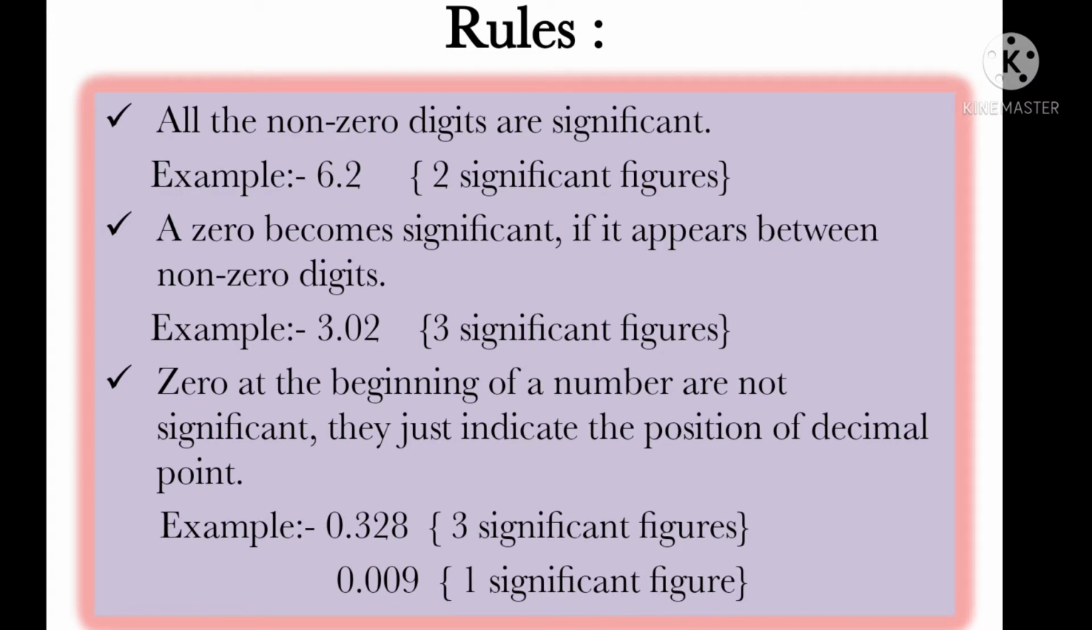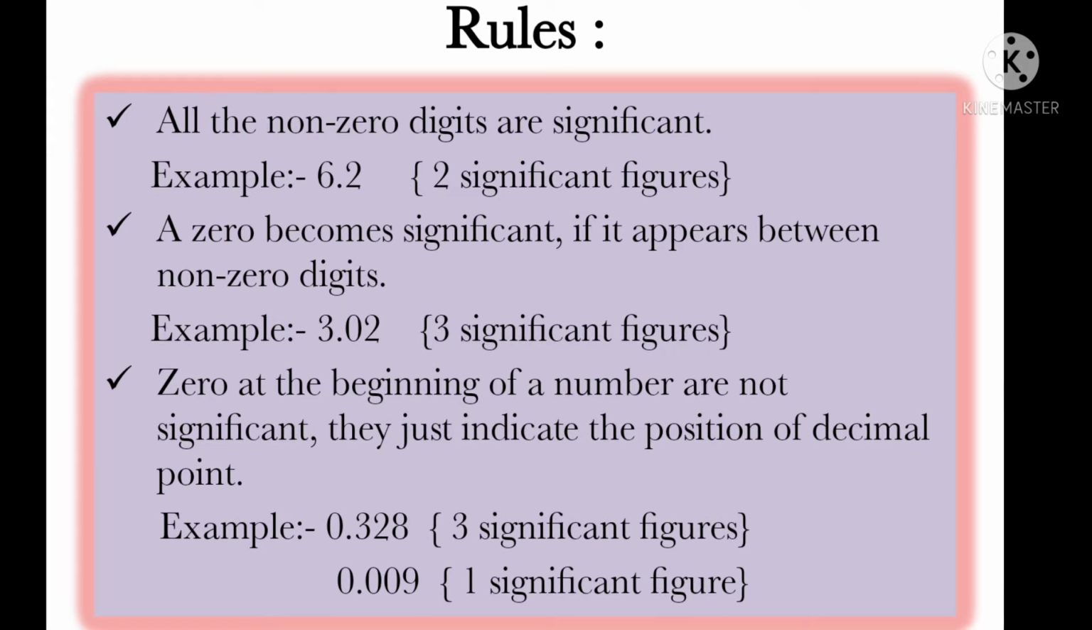How can we know that? Let us understand through example. 6.2, it has two significant figures. 5.29, three significant figures. Coming to the second rule, a zero becomes significant if it appears between two non-zero digits. Like the example shows, 3.02, it has three significant figures. If the zero appears between two non-zero digits, only then will this zero be counted as a significant figure.